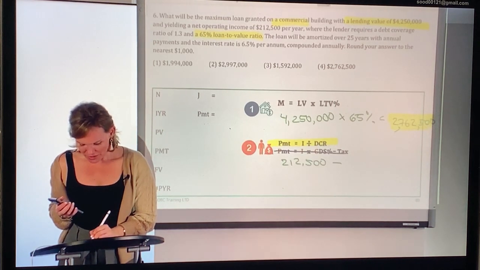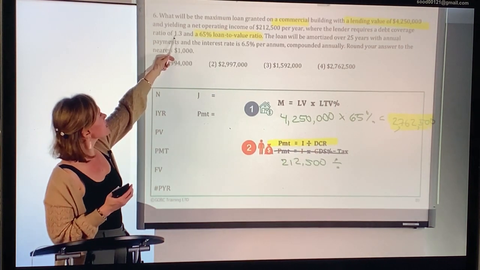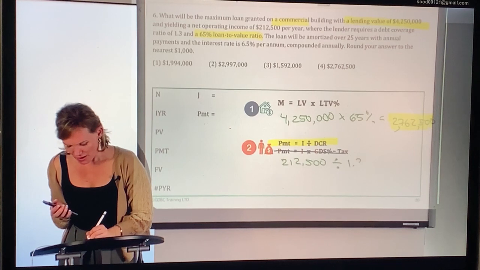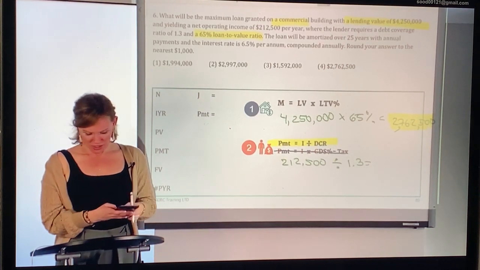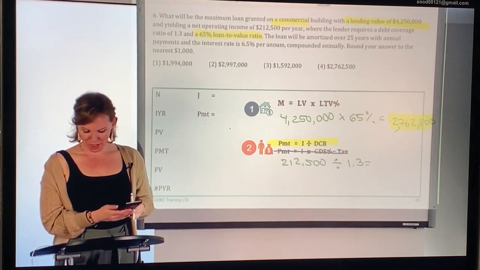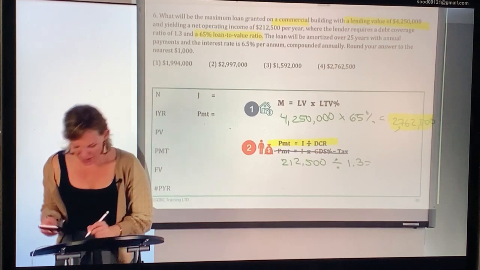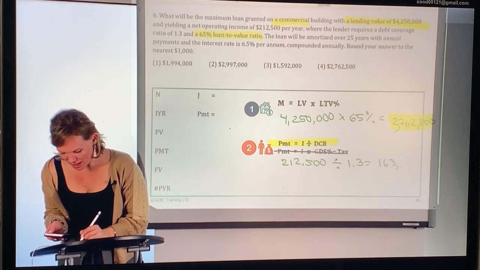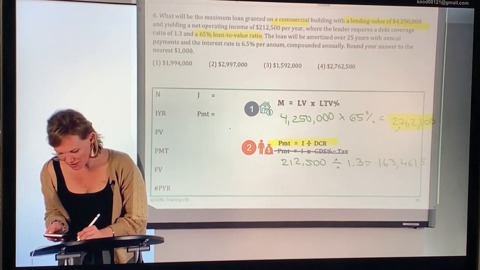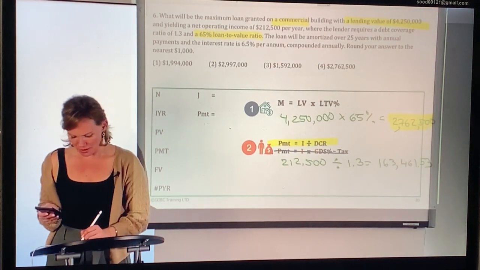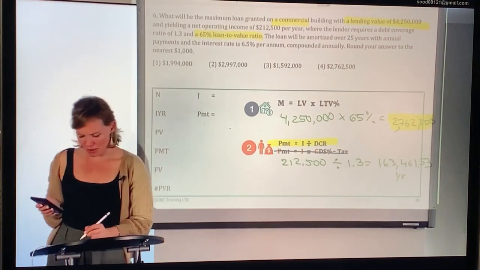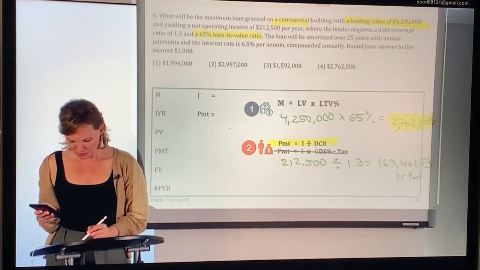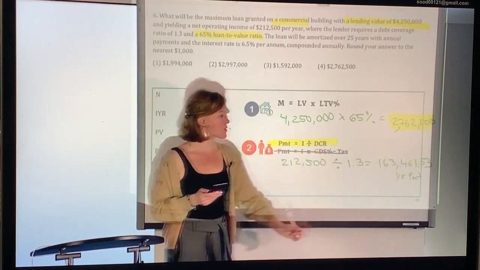Okay, what else? If it's commercial, you divide it by a small number. So in this case, the number is given to you as 1.3. And let's see how much the payment comes up to. So 212,500, don't forget about the 500, divided by 1.3, okay? My payment came up to 163,461.53. That's what I got as my payment per what? Per year, okay? That is my payment per year, 163,461.